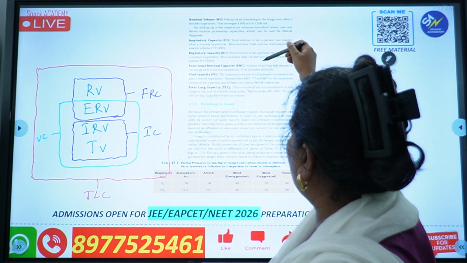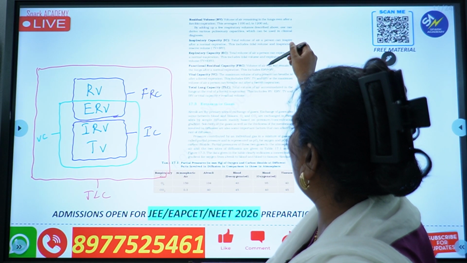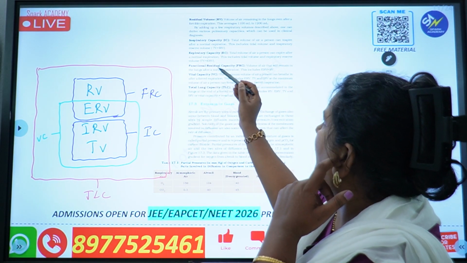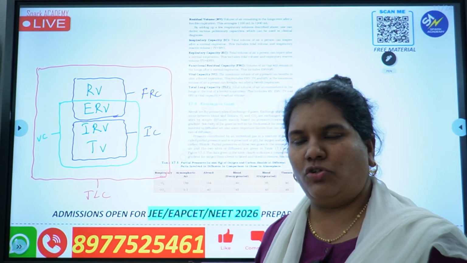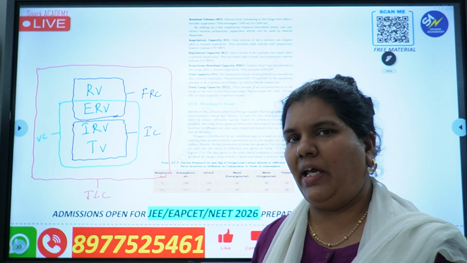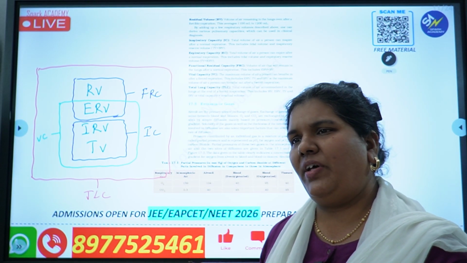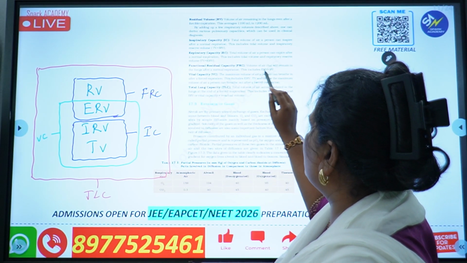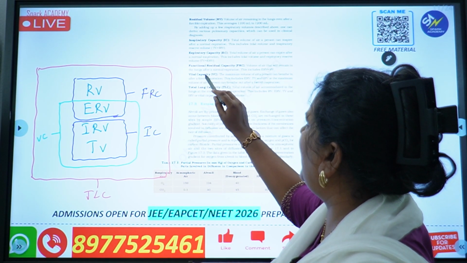Then we have functional residual capacity. What is functional residual capacity? Volume of air that remains in the lungs after normal expiration. So normally I'm taking the air out and the amount of air which is still remaining is functional residual capacity, ERV plus RV.